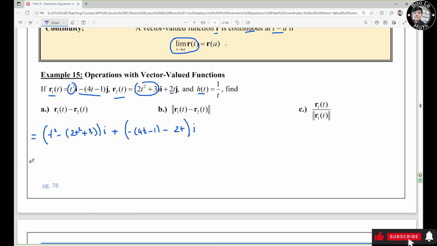Now we're going to simplify. t squared minus 2t squared is going to be negative t squared. Negative 1 times 3 is going to be negative 3, I. Plus, now negative 1 times 40 equals negative 40, minus 2t is going to be negative 6t, right? Negative 1 times negative 1 equals 1, right? So plus 1. J component outside, right?